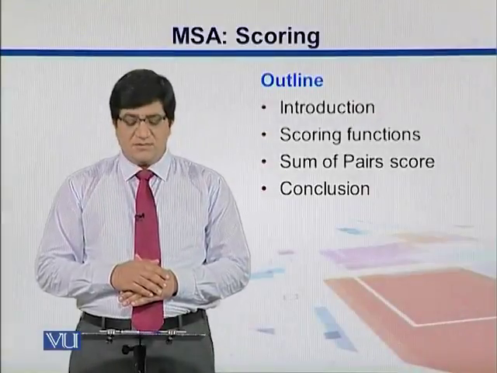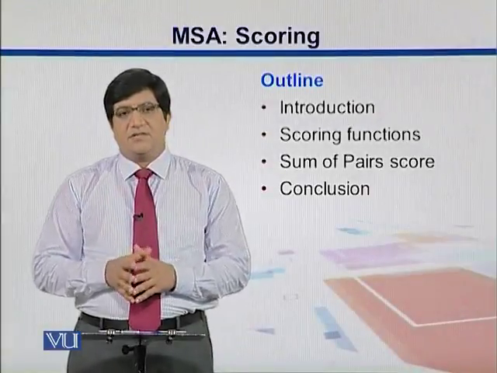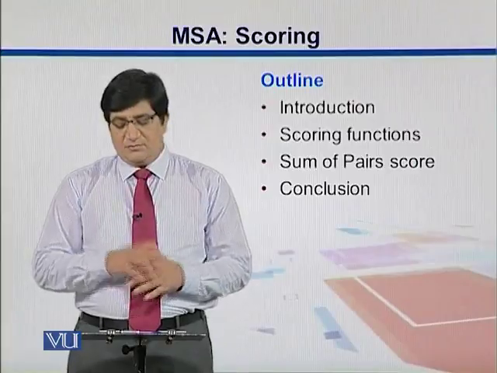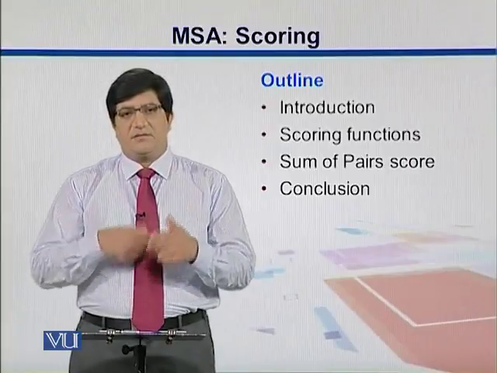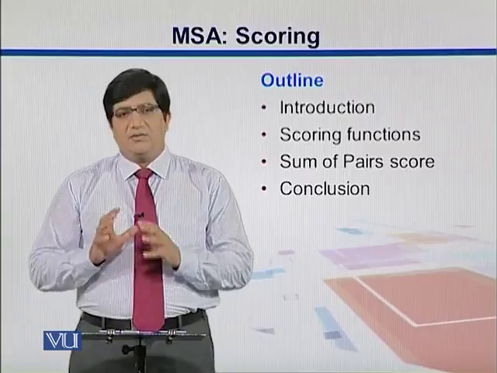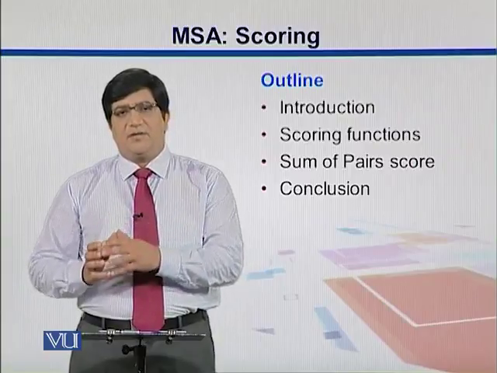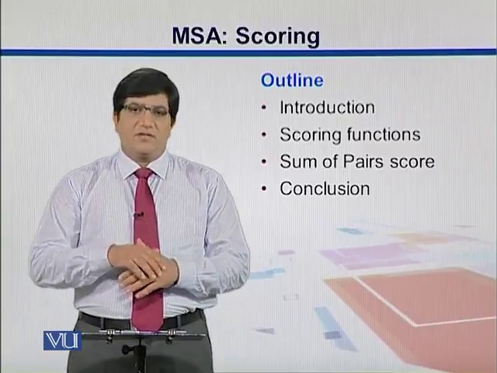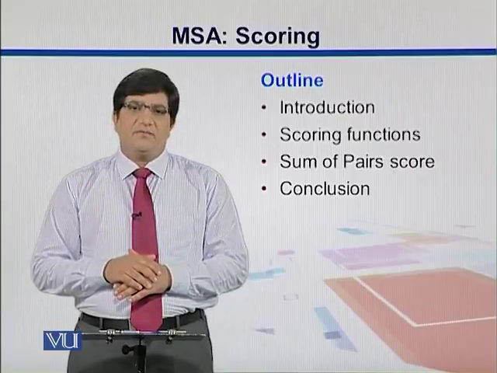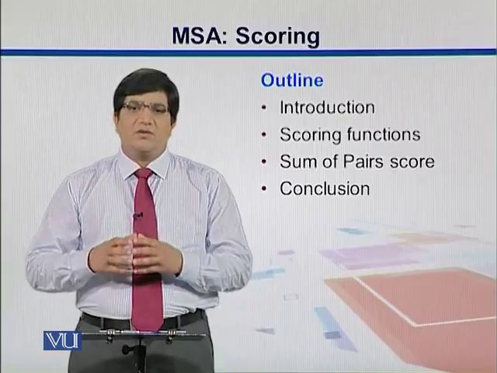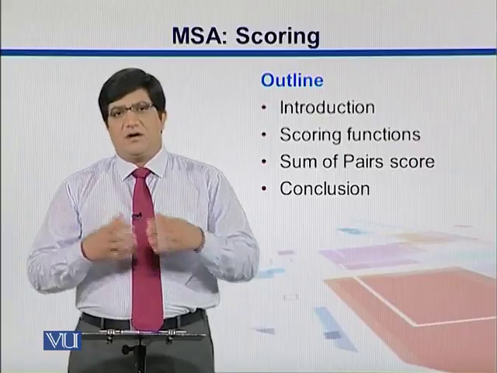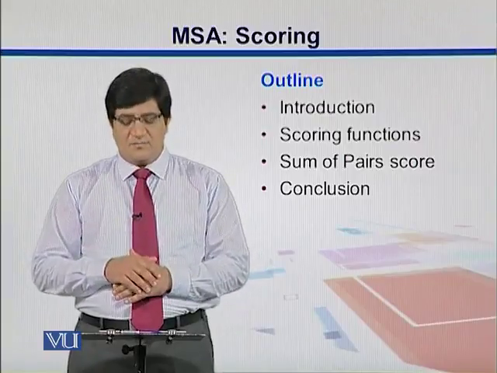Let's look into the scoring calculation, or scoring function, in MSA. We look into the scoring functions. We'll repeat here the sum of paired scores and how these scores, which are captured in pairs, are put into a scoring function, and then in the end we will see that the overall score of the alignment is the summation over all individual scores for all pairwise comparisons.